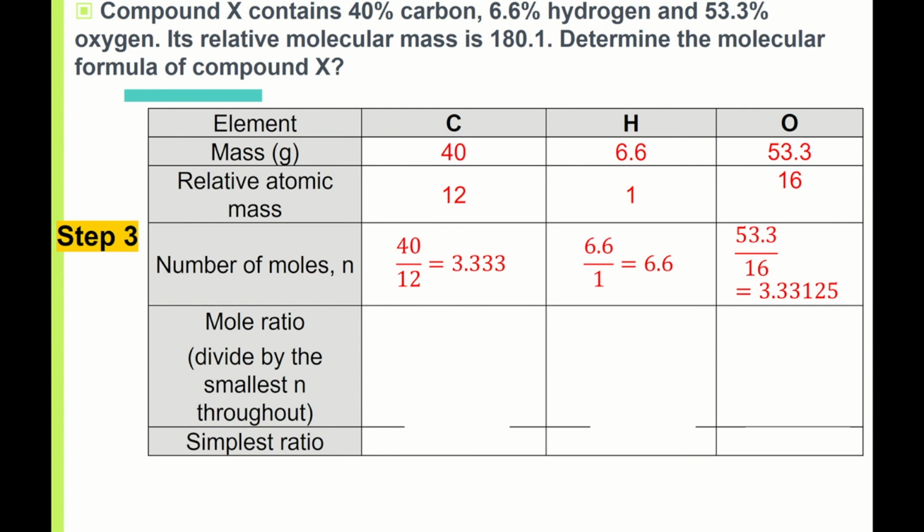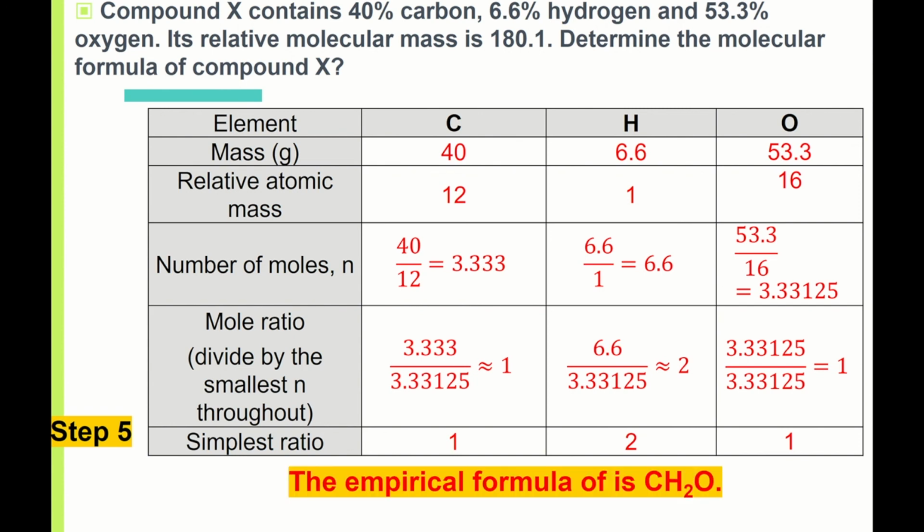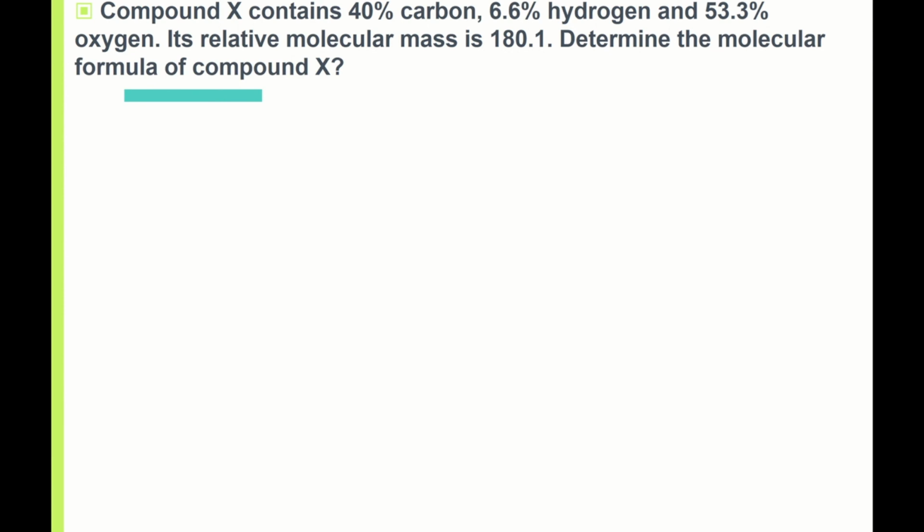From here you can see that the ratio is about 1 to 1. But to see how it works using working, we divide by the smaller number, which is 3.33 here. If I divide, I'll get about 1 to 1. So the simplest ratio for this compound X is 1 to 1. The last part is to write down the statement, which is CH2O. Oxygen is usually the last part. In this question, they ask for the molecular formula. They don't want the empirical formula, so this is not the final step. We still have one more step.